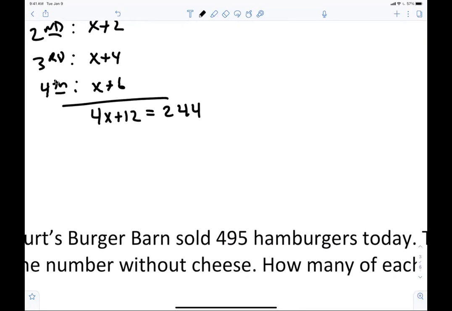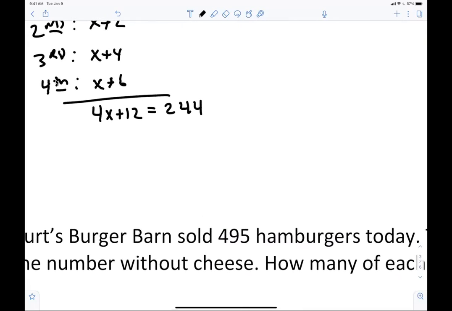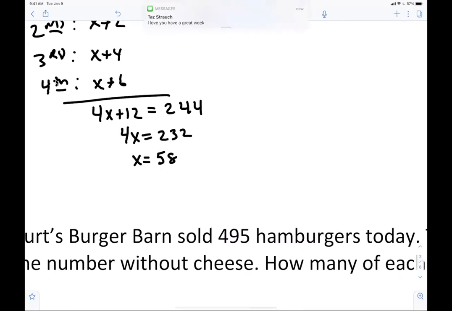All right, I'm happy with that. And now it's just a matter of, can you solve that? Now everybody's hopefully having your calculator. It should be easier now if you're not, but again, 244 minus 12 is not that difficult. 4X equals 232. And so X is equal to, I think, 58. Everybody good with that? Yes, ma'am.